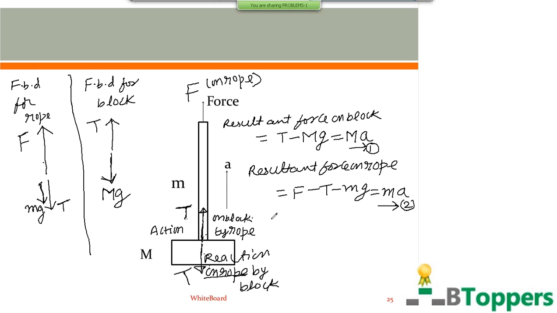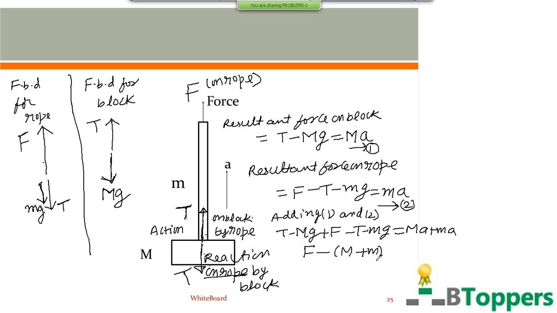So if you add the equations, T minus capital M into small g plus F minus T minus small m into g equals capital M into a plus small m into a. So you get capital F minus capital M plus small m into g equals capital M plus small m into a.